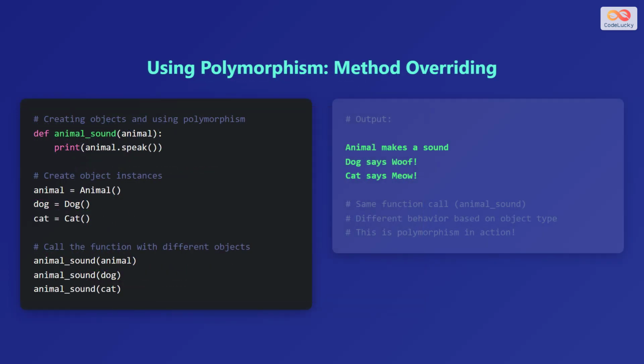Here's how we use polymorphism with method overriding. We define a function called animal_sound, which takes an animal object as input and prints the result of calling the speak method on that object. We then create instances of the Animal, Dog, and Cat classes. When we call the animal_sound function with each of these objects, we get different outputs. Animal makes a sound, dog says woof, and cat says meow. This demonstrates polymorphism in action, where the same function call results in different behavior based on the object type.